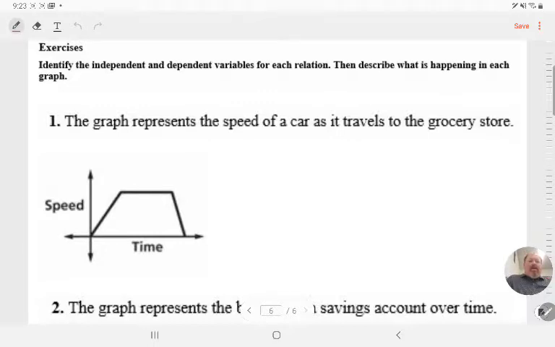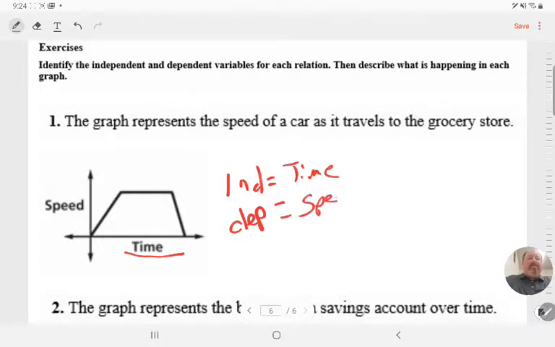Okay. So here are a few. Again, you could try these on your own and then come back when you're done. It says identify the independent and dependent variable for each relation, then describe what's happening in each graph. So the graph represents the speed of a car as it travels to the grocery store. So the independent would be time, okay? And the dependent is going to be speed. Okay? And then I have to put what the graph is doing.